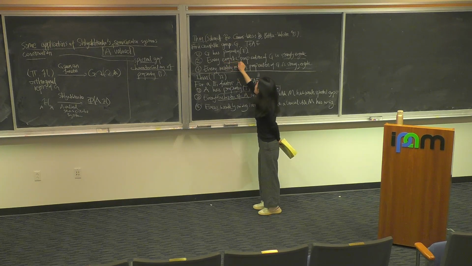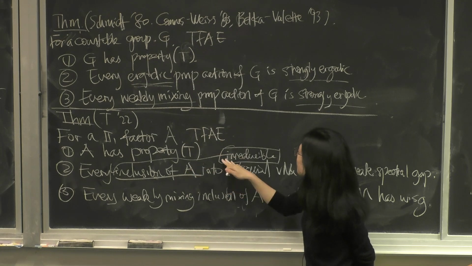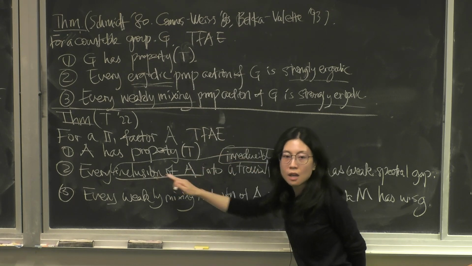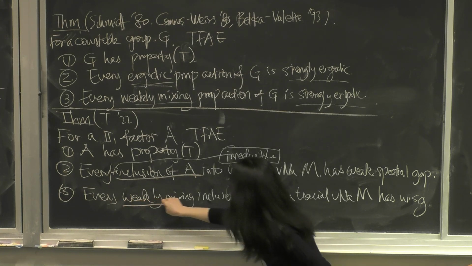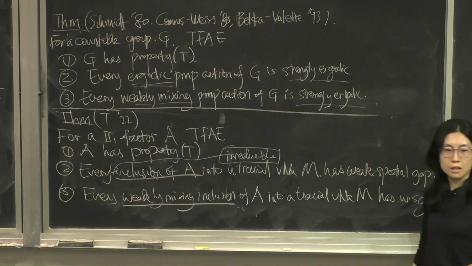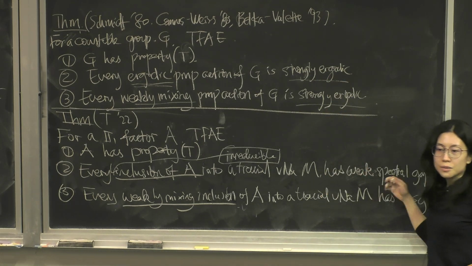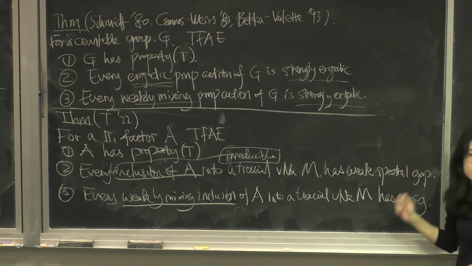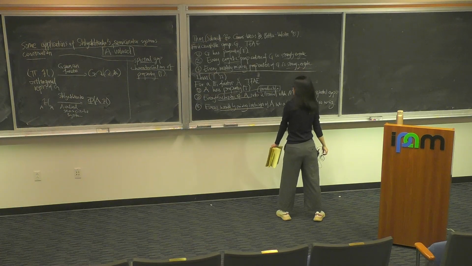So the ergodic action, PMP action of a group should correspond to irreducible inclusion. And then weakly mixing action corresponds to weakly mixing inclusion. And strongly ergodic is really a spectral gap property. Okay, let me make them explicit.